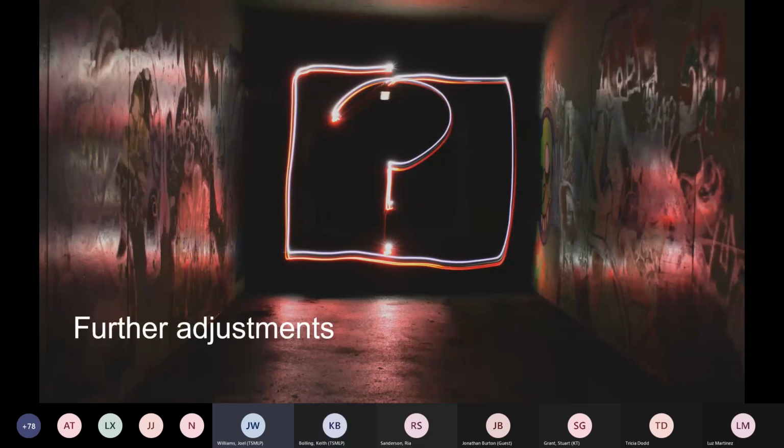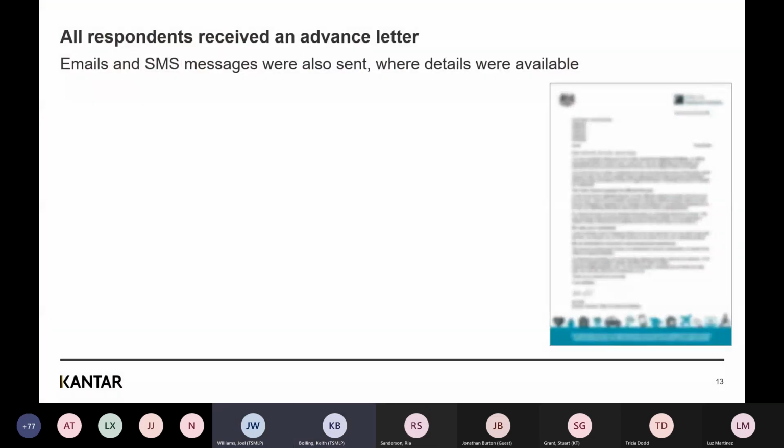Okay, thanks, Joel. So we'll obviously come back to look at some of the early findings later on. I'm just going to go now through some of the further adjustments that were made, starting with the advance materials. So in the standard approach, we would send out an advance letter to the household. Obviously, now we had a named respondent, and we were sending out the advance letter to them, but we were also sending out further materials alongside that if we had the information. So respondents could also potentially receive an advance email or advance SMS as well. And roughly 2/3 or so of respondents had given us their email addresses or their mobile numbers previously, so we had a lot of details that we were able to send out as part of that.